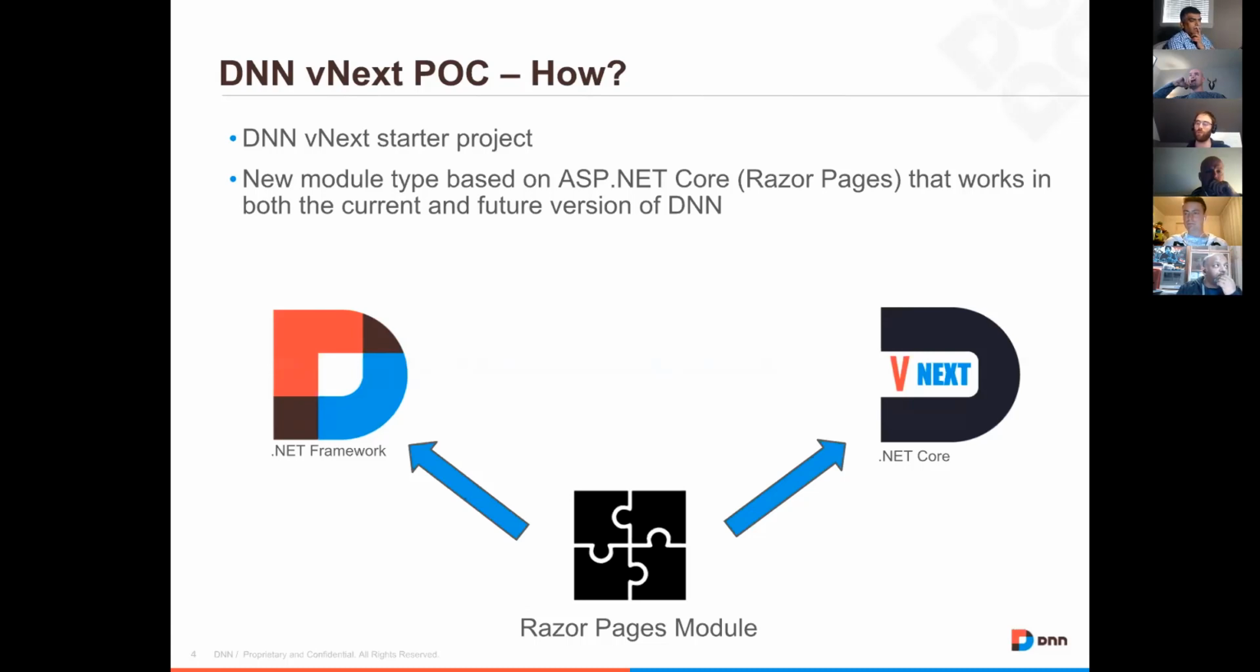But if we are targeting vNext and .NET Core, we're not going to be using the same API. We're not going to be using the same implementations because Razor pages is supported natively in .NET Core, so we don't need to reverse engineer like we did for .NET Framework. But as far as a module developer is concerned, the APIs are going to be identical.